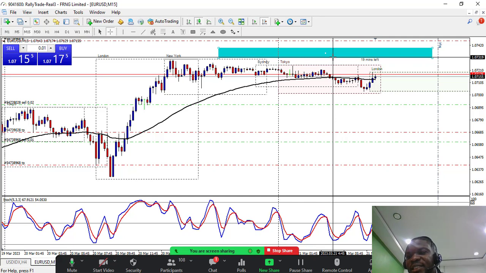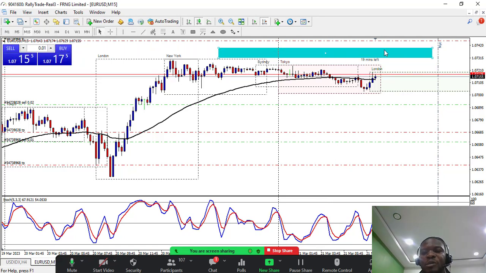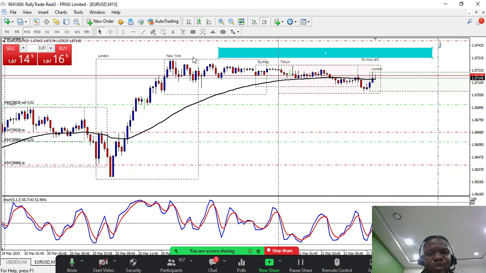Please take note, it's a range, 1.07319 to 1.07395. So anywhere here, I will be looking at a buy. Why? The reason is because it will be looking forward to tap these levels up here, right? Up here lies the liquidity for Sydney and of course New York for yesterday.